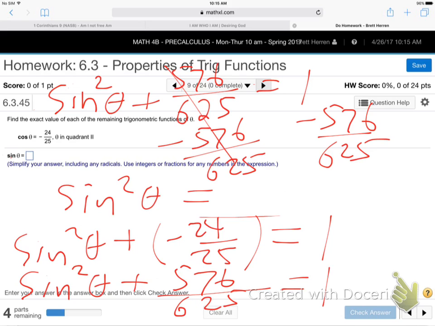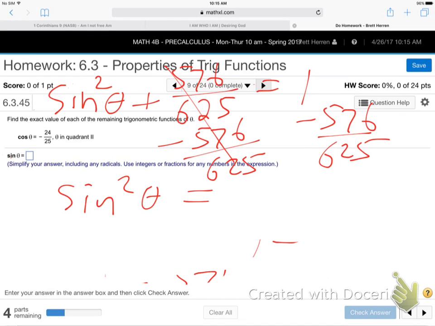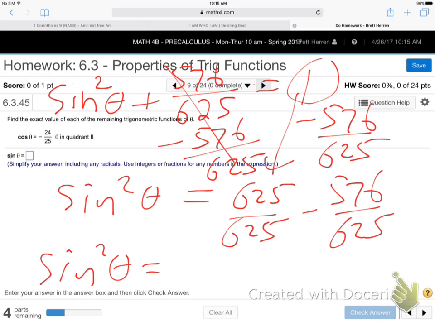Sine squared of theta equals, now how am I going to subtract those? You're going to do 625 over 625. The 1 here is 625 over 625. That's right. So sine squared is, what is that, 49 over 625 when you subtract those.